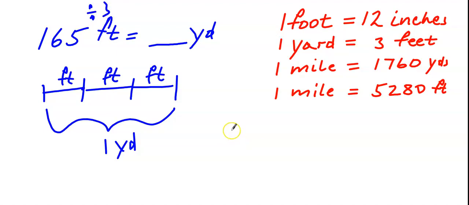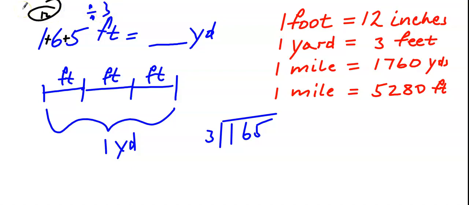Now take a long division and divide. 165 divided by 3. By the way, there's an easy way to find out if a number is divisible by 3. Take its digits. 1 plus 6 is 7, plus 5 is 12. 12 divided by 3 is possible, which means 3 can go into 12 evenly without a remainder. If it does go into that number evenly without a remainder, it means the number is divisible by 3.